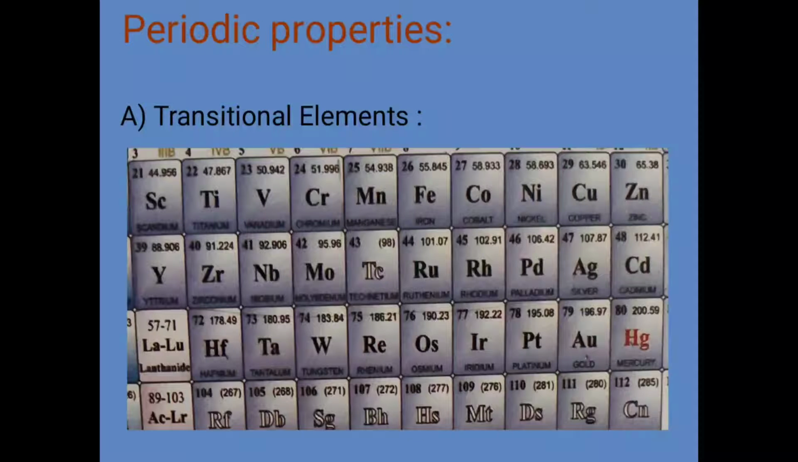These are also known as d block elements, means transitional elements are called the d block elements. They fill 3d, 4d, 5d and 6d orbitals. Therefore, it is called the transitional element, and this transitional element runs from scandium to Db.